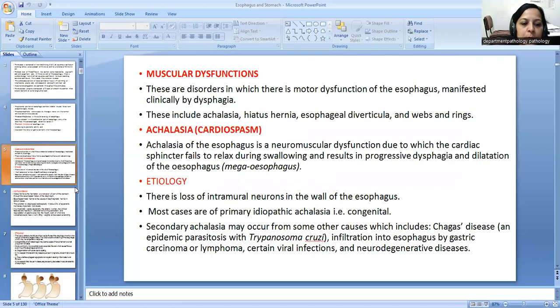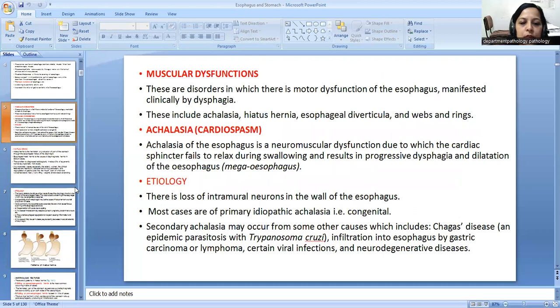Now we will study the motor dysfunctions. These are disorders in which there is motor dysfunction of the esophagus, manifested clinically by dysphagia. These include achalasia, hiatus hernia, esophageal diverticulum, webs and rings. Achalasia is also known as cardiospasm.